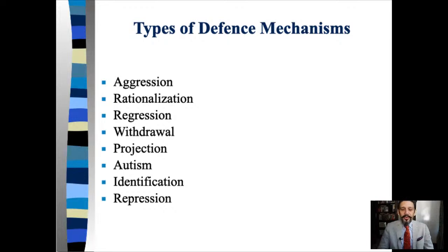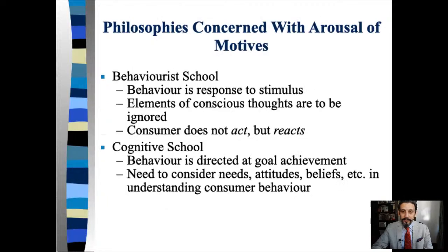Now, there are different types of defense mechanisms. Sometimes it leads to aggression. Sometimes it leads to rationalization. It could be regression or withdrawal, projection, autism, identification, and repression. And there's a number of other factors that go into this. We as marketers need to understand some of these because that will help us understand our customers better.